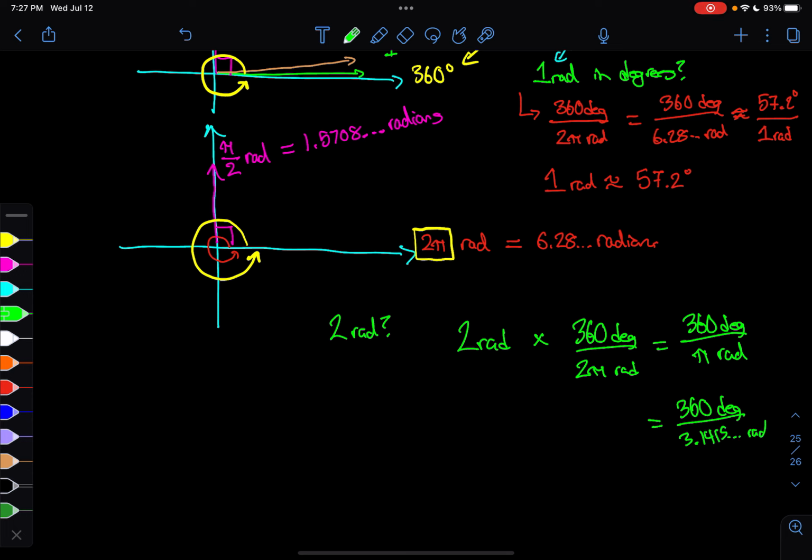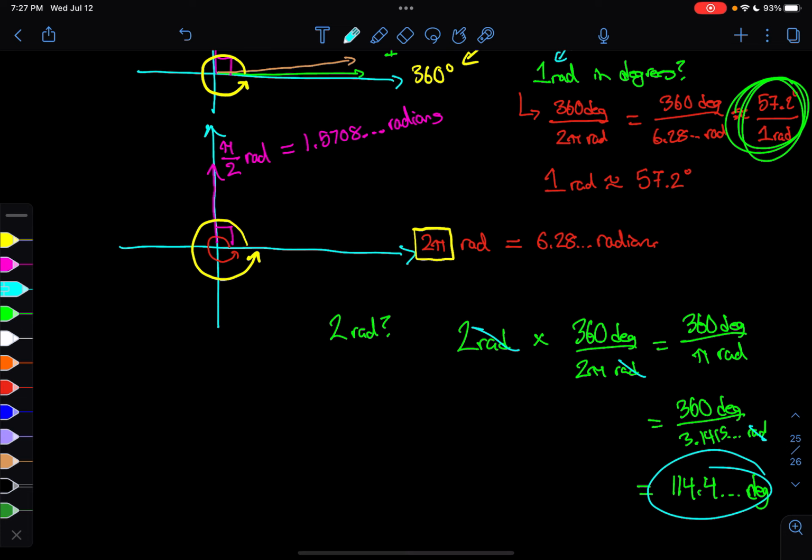3.1415 radians. And we could solve this, and we're going to get twice this number. If you put this into a calculator and you do the division, you're going to hopefully get like 114.4 something degrees, okay? And I forgot to cancel out the unit of radian, right? So there's no radian down here, just degrees. And that's what you're going to get.